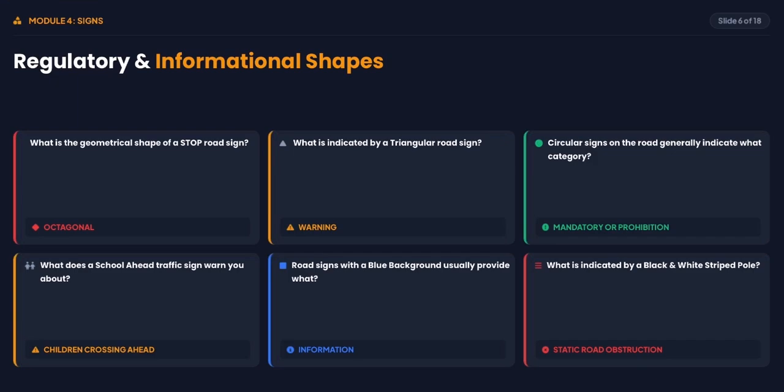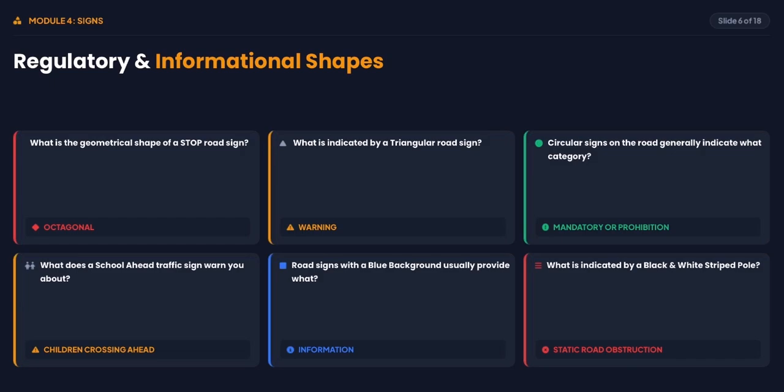What is the geometrical shape of a stop road sign? Octagonal. What is indicated by a triangular road sign? A warning. Circular signs on the road generally indicate what category? Mandatory or prohibition. What does a school ahead traffic sign warn you about? It warns us that there are children crossing ahead.